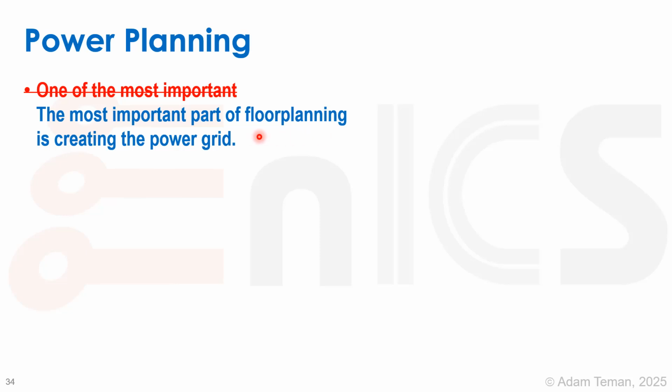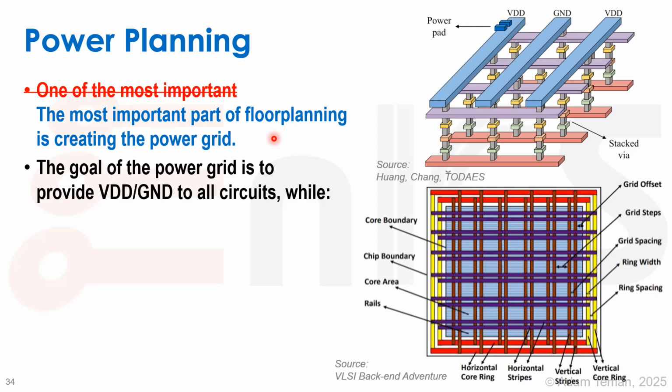They give you kind of how to do it and how to do it well. I think that's because it's different for each chip and each process, and there's a lot of knowledge and experience that needs to go into this, and a lot of checking as well. Anyway, the goal of power grids is to provide VDD and ground to all circuits.